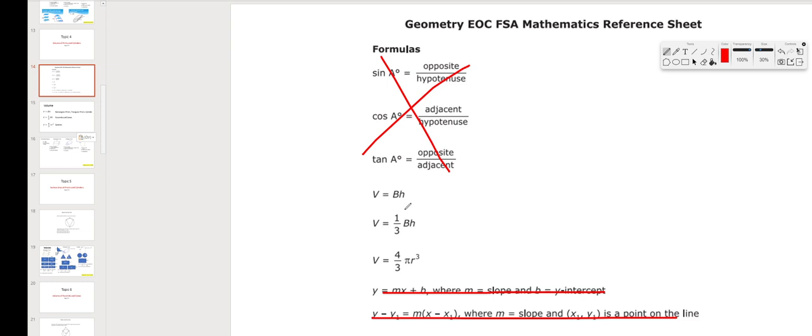So we're going to focus on the formula that you have, V equals, and V stands for volume. Volume is anything that takes up space. Think of a container. If you fill it up with water, with sand, with anything, that space is volume, which is a little bit different than area. Area is a flat surface. Volume is a three-dimensional shape.